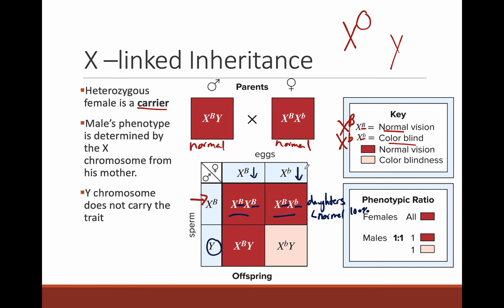The mother gives the X chromosome to the sons. One son gets a big B, and one son gets a little b. This means that the mother determines the phenotypes of the sons, since the Y chromosome does not carry the trait. We expect half of them to be normal vision, and half of them to be colorblind.